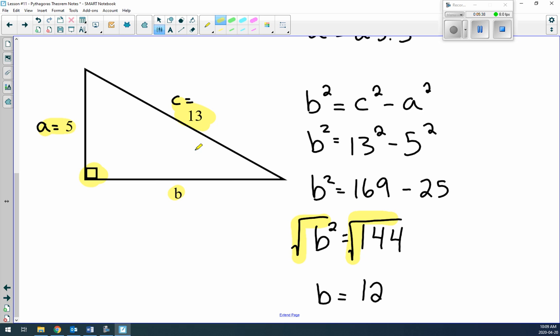That is also known as a Pythagorean triple. Okay, so that's the Pythagorean theorem. Now you can work on practice 11.